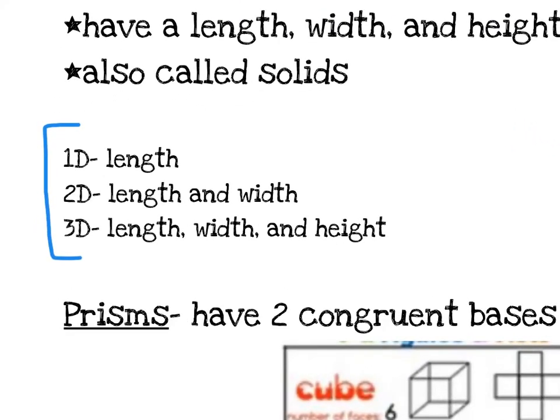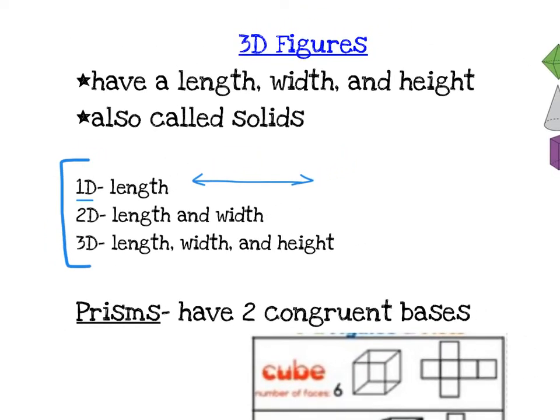If you have something that's one-dimensional, that would be like a line, okay? And the dimension that we're referring to here would be the length. If we have a two-dimensional figure, that would be more like a rectangle. So then you would have a length and a width. That's what your two dimensions are.